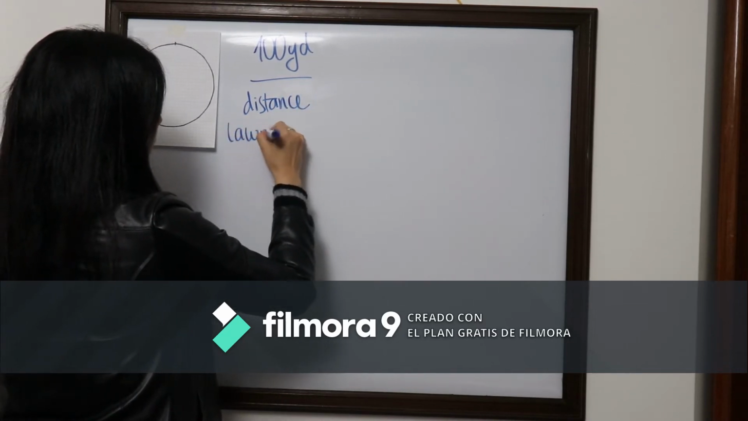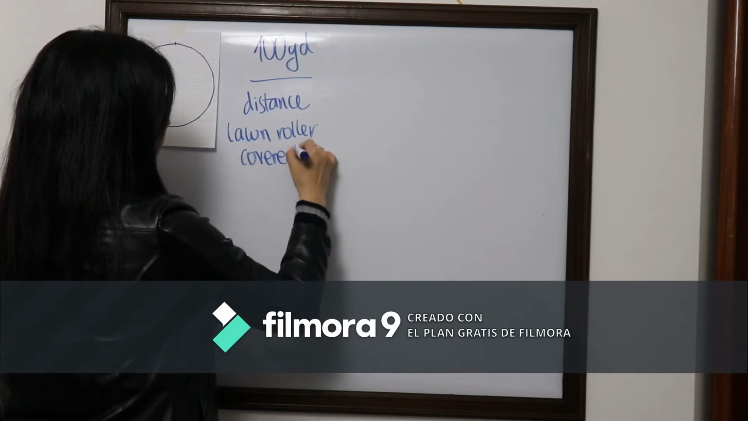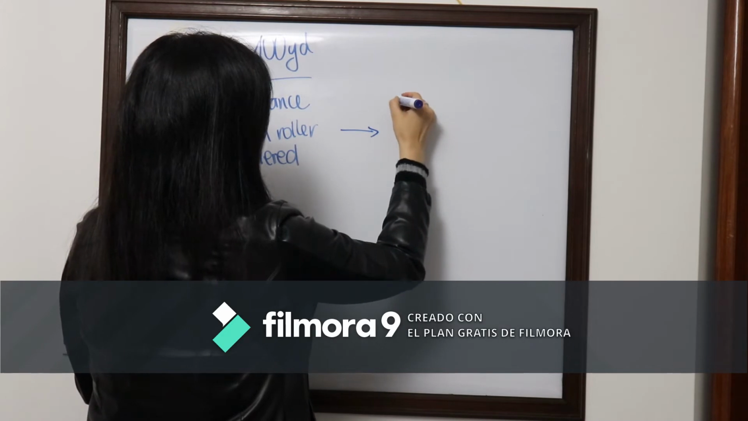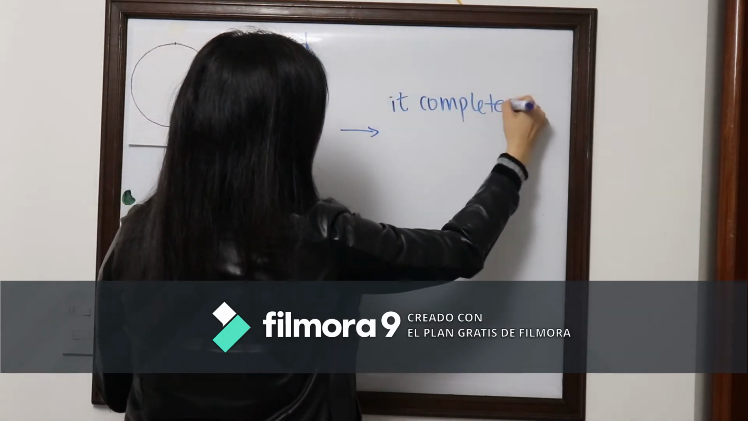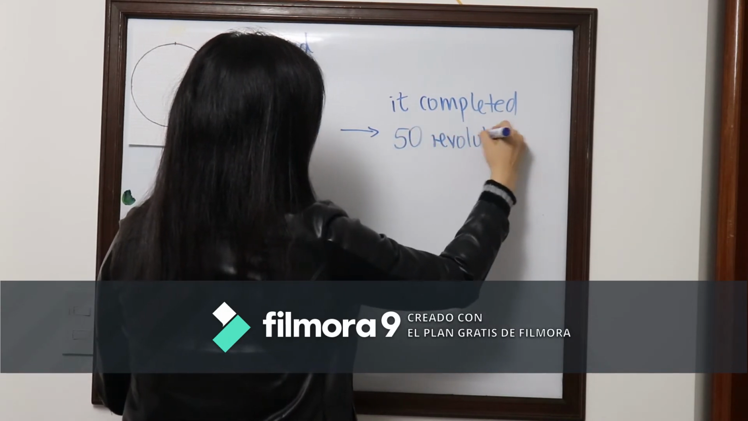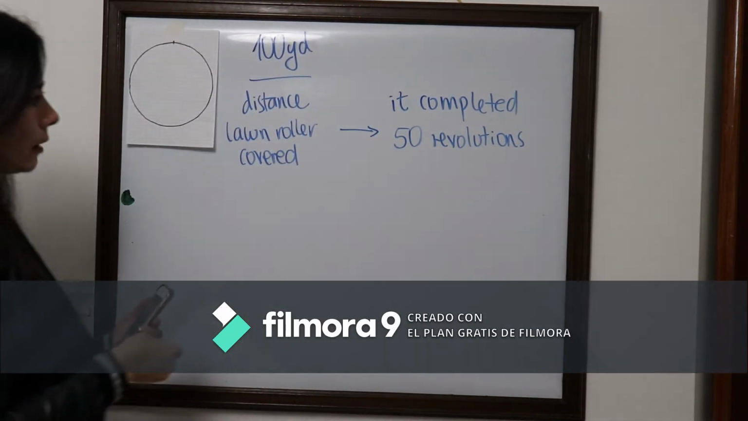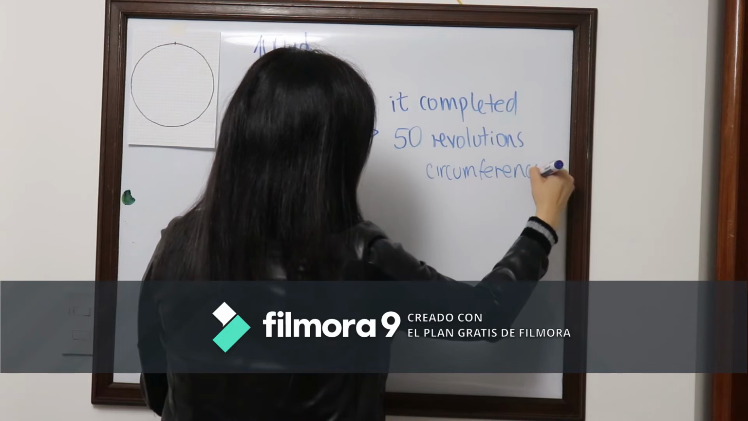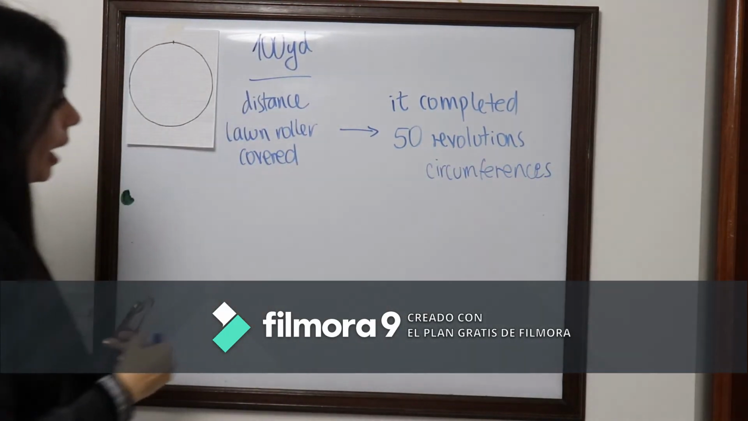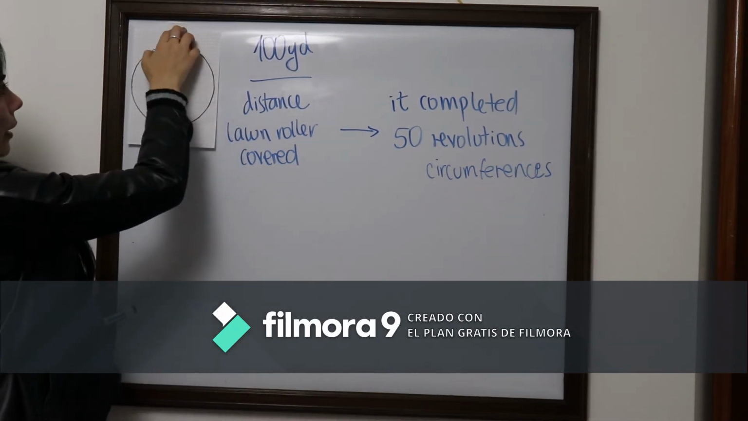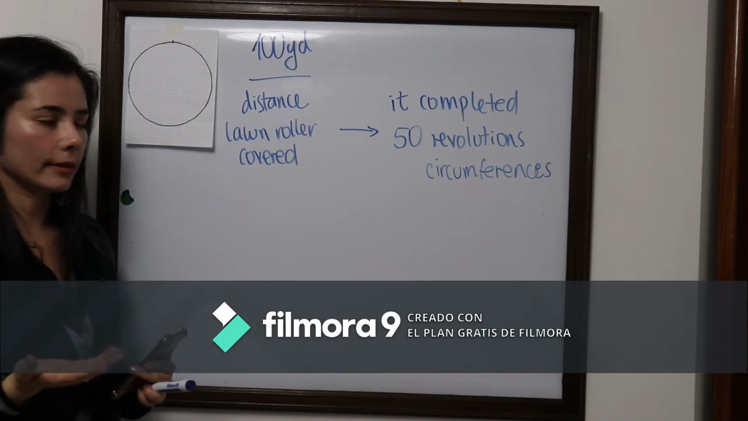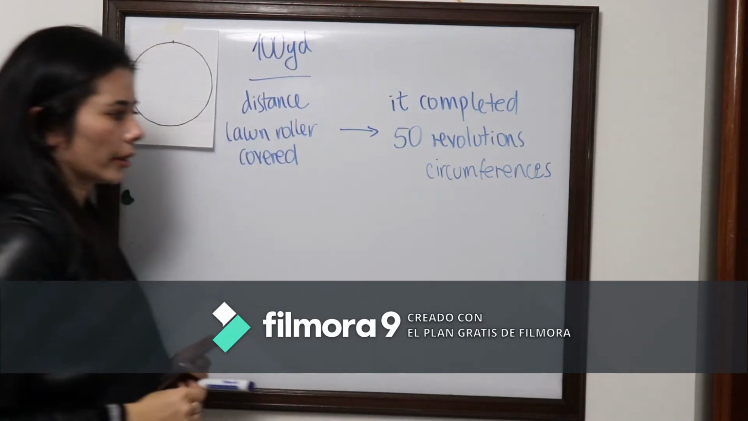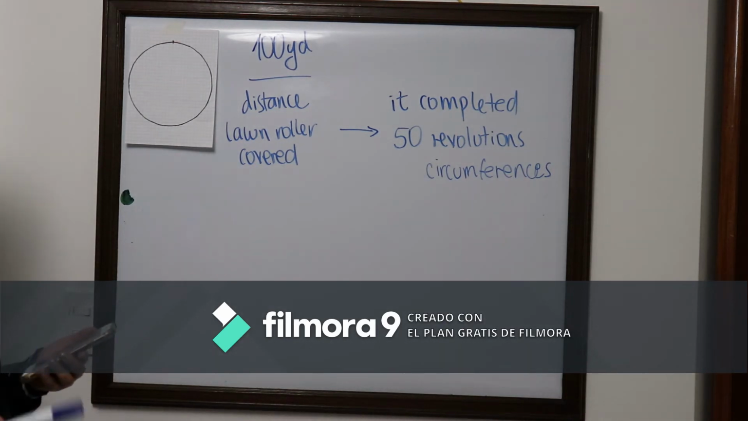the lawn roller covered, okay? And we know along this distance, it completed 50 revolutions. That means I could say actually 50 circumferences, right? Because if one revolution is one turn, what that means is that I'm actually using the entire circumference of the drum the lawn roller has.